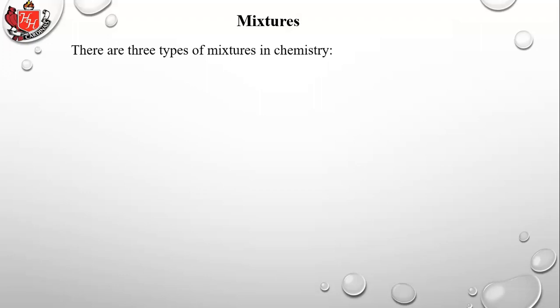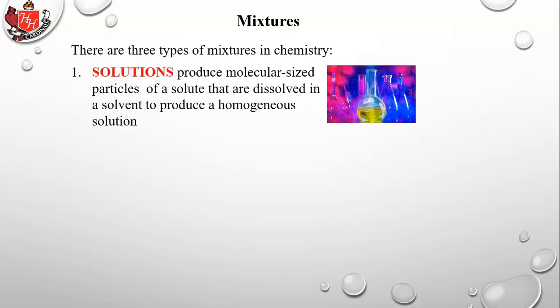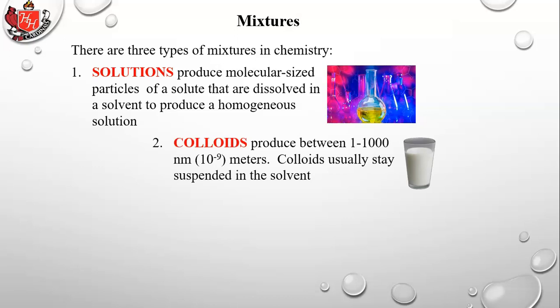There are three types of mixtures in chemistry. 1. Solutions produce molecular-sized particles of a solute that are dissolved in a solvent to produce a homogeneous solution. 2. Colloids produce particles between 1 and 1,000 nanometers. Colloids usually stay suspended in the solvent. So milk, for example, has little tiny fat globules and protein globules in the water. So the water is the solvent and the protein and fat are the solutes.